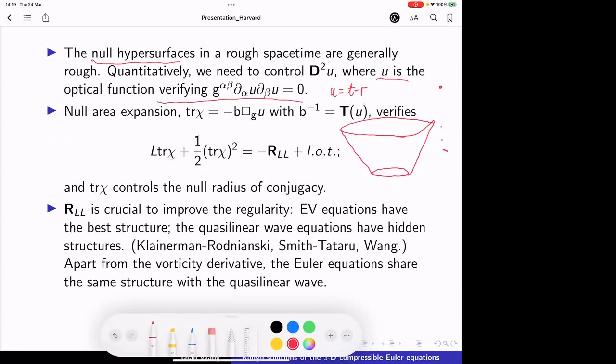And also, what kind of quantity, you wonder, do I need to control the light cone?